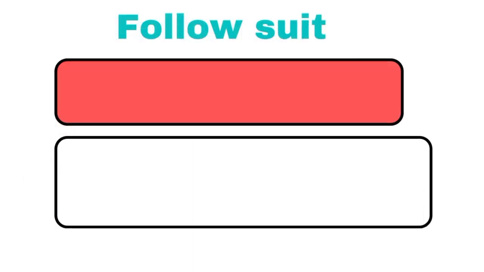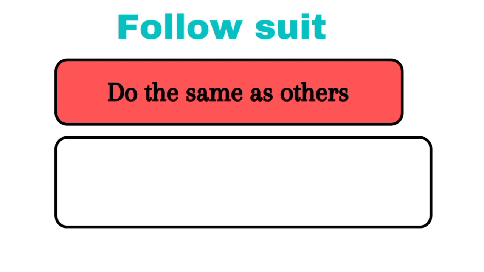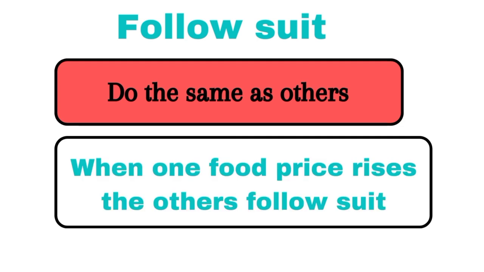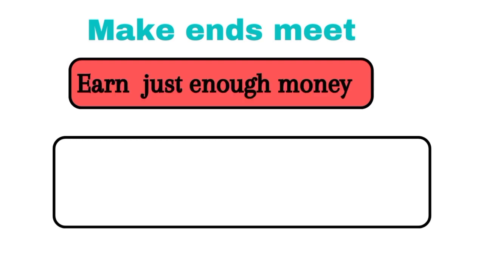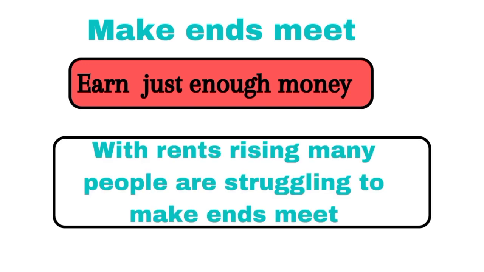To follow suit. This means to do the same as others. For example, when one food price rises, the others follow suit. Make ends meet. This simply means to earn just enough money for you to live on. For example, with rents rising, many people are struggling to make ends meet.